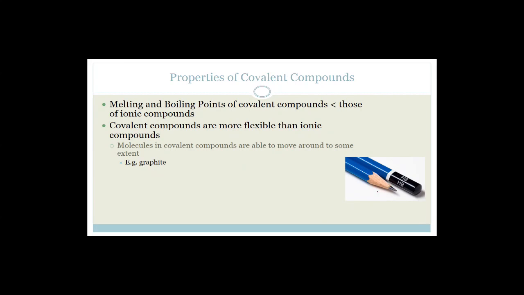What we mean by that is the molecules, the covalent bonds, are able to move around to some extent. For example, graphite. Now, I know that you guys think of this as pencil lead, but in fact, as most of you do know, most of the pencil lead these days is actually not lead, but it is made of graphite. And it's so smooth because the molecules in the covalent bond can actually slide around each other. Okay, so that is an example.